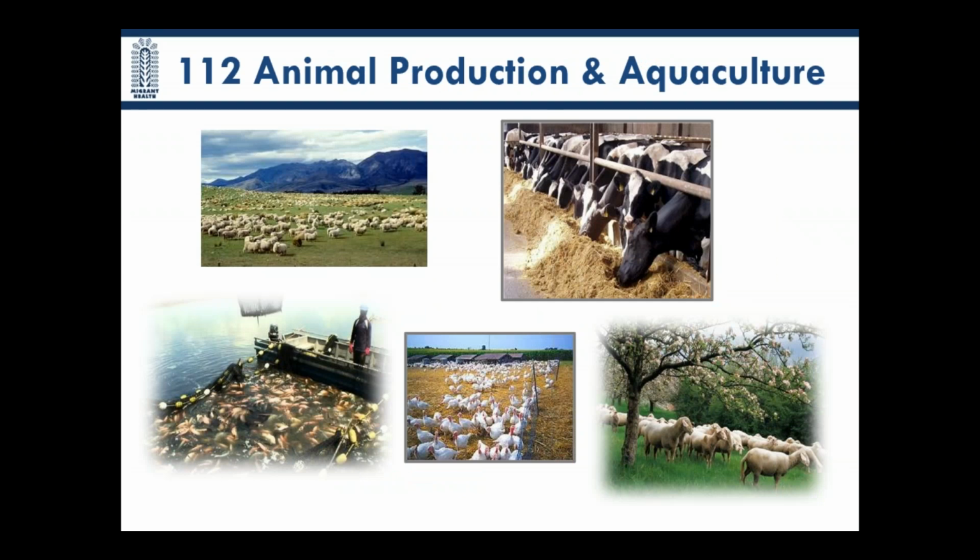Then animal production and aquaculture. So raising and growing animals is a commodity. So all these things, sheep, cattle, even fish farms, and again, those are listed specifically in the NAICS codes.